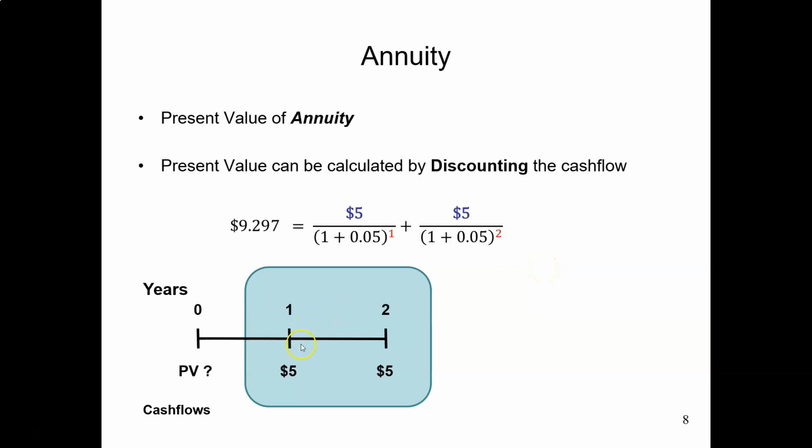So here, the present value for $5 1 year after will be $5 divided by 1 plus 0.05. The present value for the cash flow 2 years after will be $5 over 1.05 to the power of 2. Then we combine them together. It is $9.3. So the present value for this two-period annuity is $9.3.